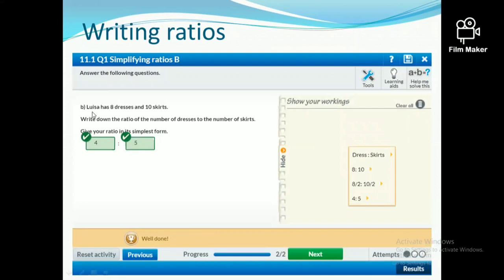If you come up with this question, Lucia has 8 dresses and 10 skirts. Dresses 8, skirts 10. We need to write the answer in its simplest form. Right? 8 and 10. The number by which both are divisible at once is 2. 8 divided by 2 is 4. 10 divided by 2 is 5. So that is 4 ratio 5. Then the answer is 4 ratio 5.